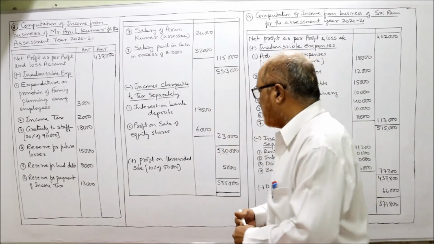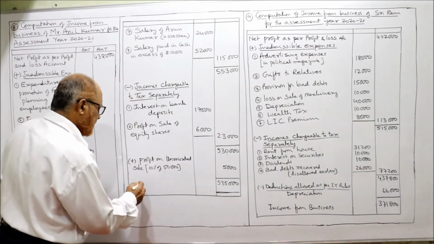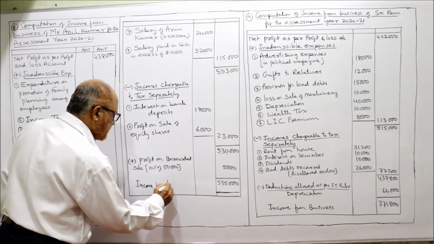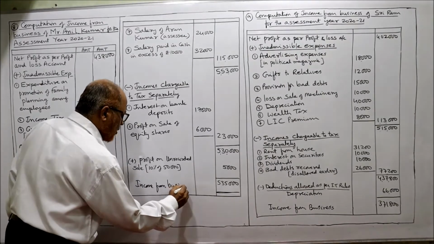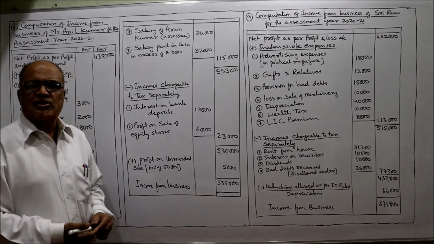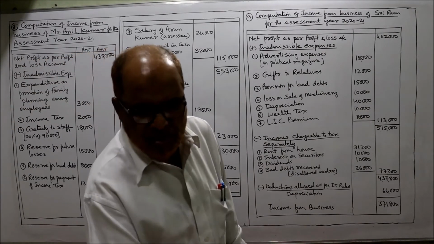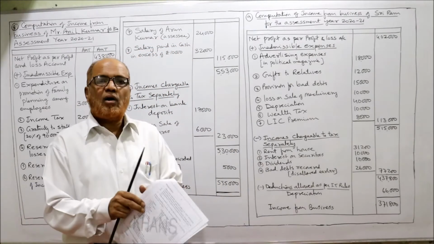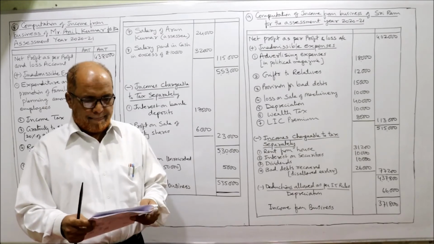That will be added. So profit on unrecorded sale, 10% of 50,000, 5,000, 5,30,000. This 5,35,000 is income from business or business income. That's all. So this is the end of problem number 8. Now I am coming to problem number 9.